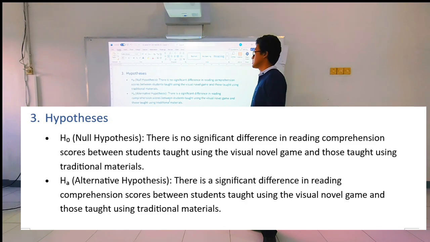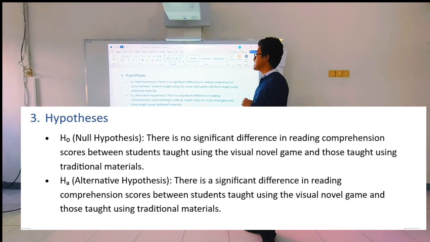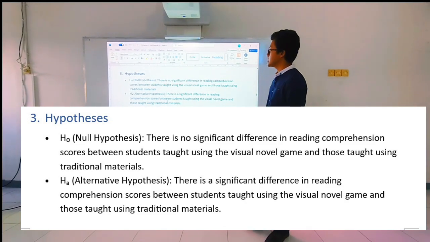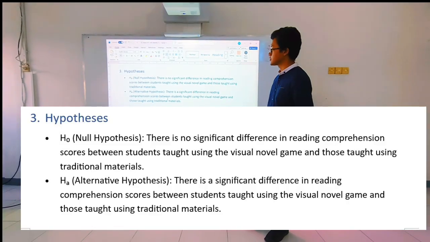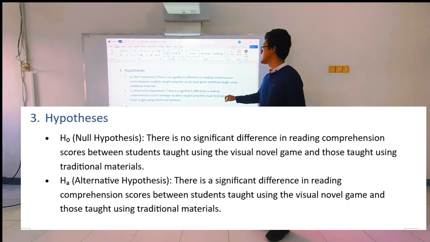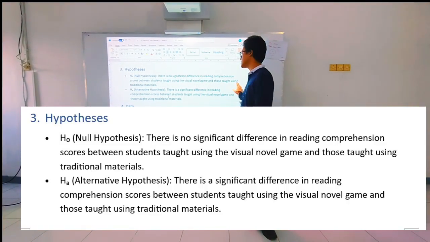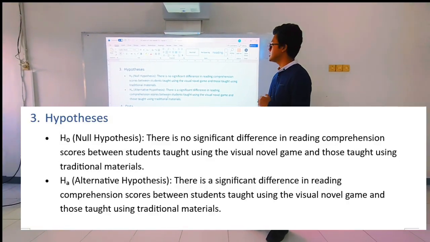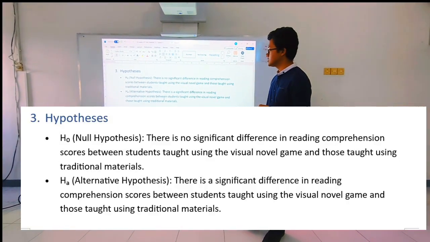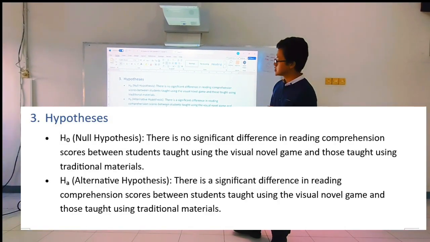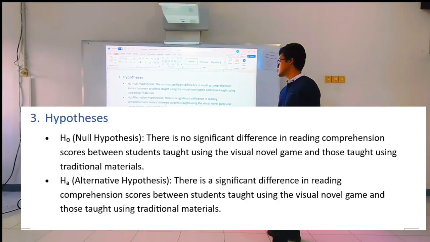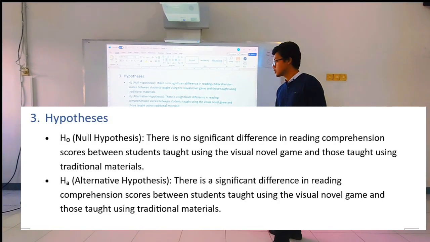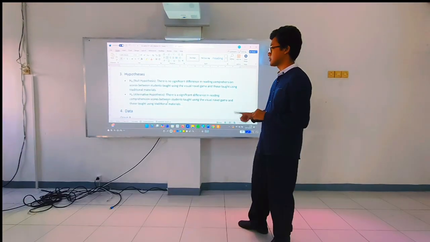The null hypothesis is that there is no significant difference in reading comprehension score between students taught using visual novel games and those using traditional material. The alternative hypothesis is that there is a significant difference in reading comprehension score between students taught using visual novel games and those taught using traditional material.